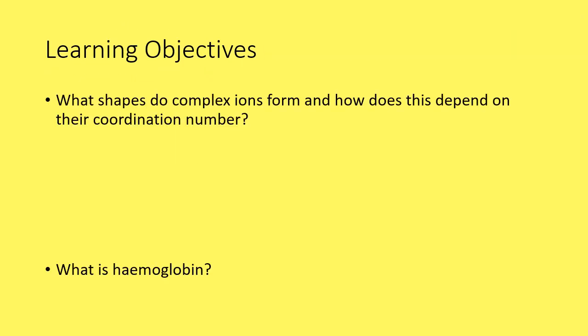So before we go on to have a look at haemoglobin, let's just summarize our shapes and link them to the coordination numbers, and do it in a way that enables us to memorize it. So we can memorize the shapes with the mnemonic LOST. Okay, so we've got L-O-S-T like this, and so L stands for linear, O stands for octahedral, S stands for square planar, and T, of course, stands for tetrahedral.